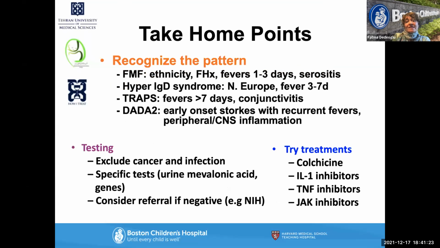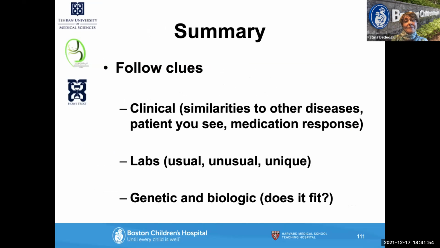And try to recognize the pattern by looking at the family history. For example, hyper-IgD syndrome, how many days, where they are from. For TRAPS, associated features, and for DADA2, early onset strokes. These are the kind of patterns that may be recognized. And do some testing to exclude other things, specific testing, and then try treatments. As we talked about, IL-1, TNF, JAK, colchicine, and really follow the clues.